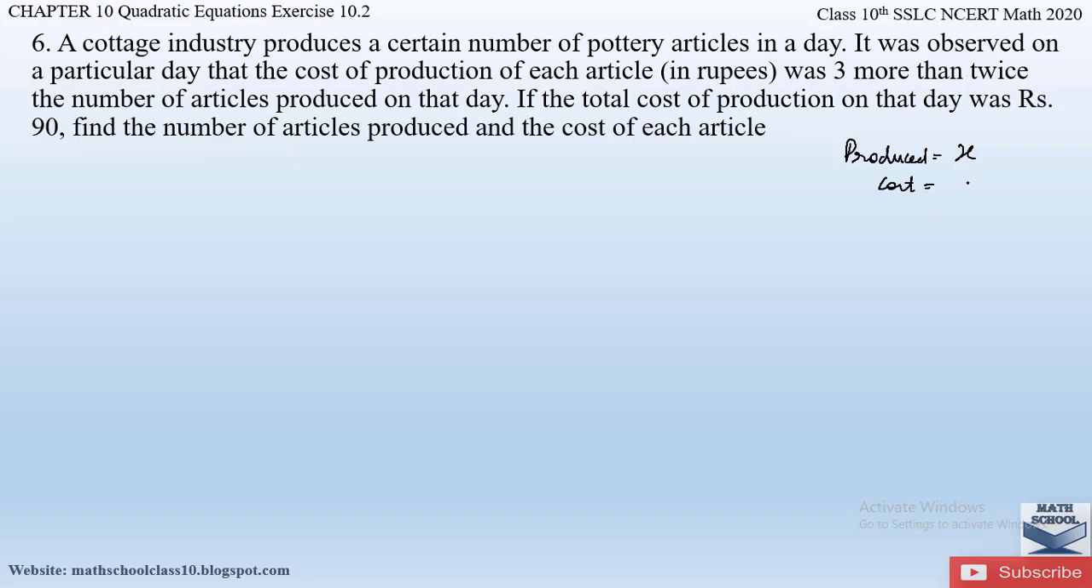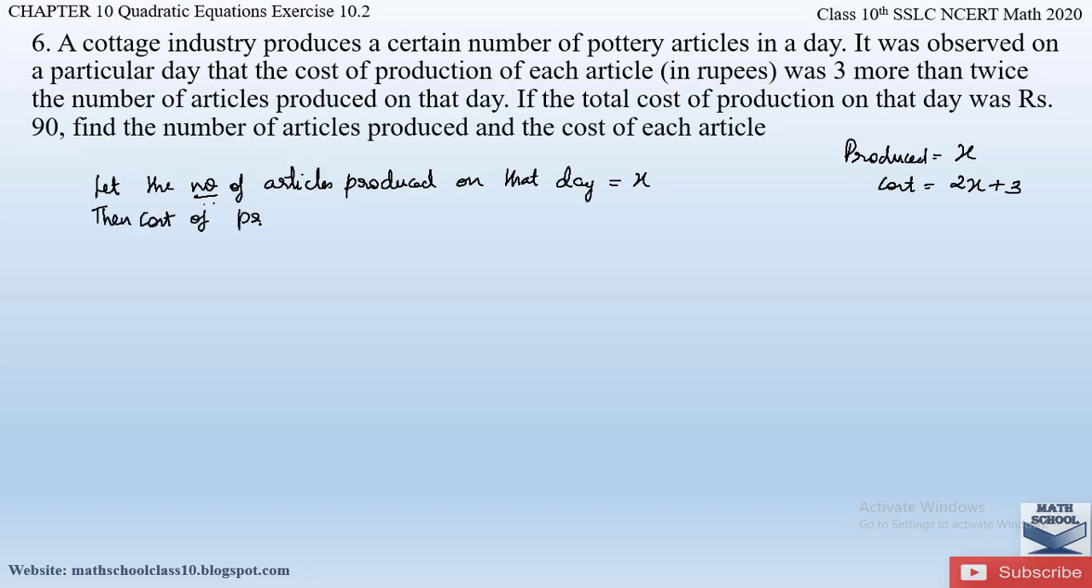If there are x number of articles produced on that day, then the cost of an article is 3 more than twice the number of articles. We have to find the number of articles produced and also the cost of each article. So let us write down first, let the number of articles produced on that day be equal to x. Then the cost of production of each article will be equal to 2x plus 3. Okay, this is the cost of each article produced.